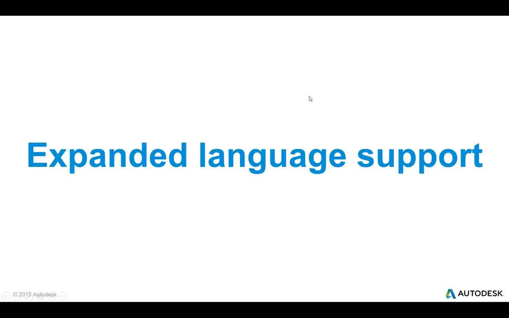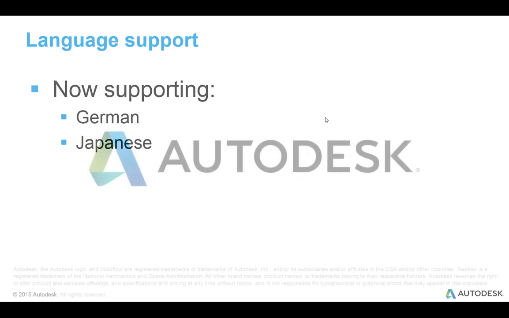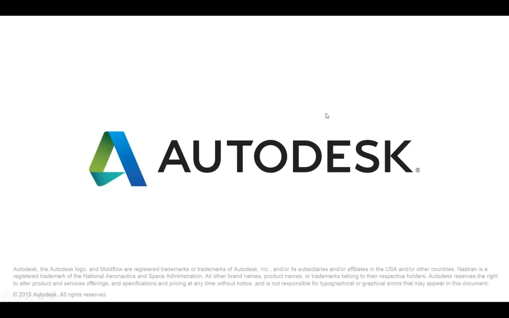All right, so done talking about API. Again, I think in 2015.1 we talked about this, but we've added expanded language support. So now we support German and Japanese in 2015.1 and 2016, with more to come in the future. And that's all I have for this presentation of Autodesk Helius PFA.